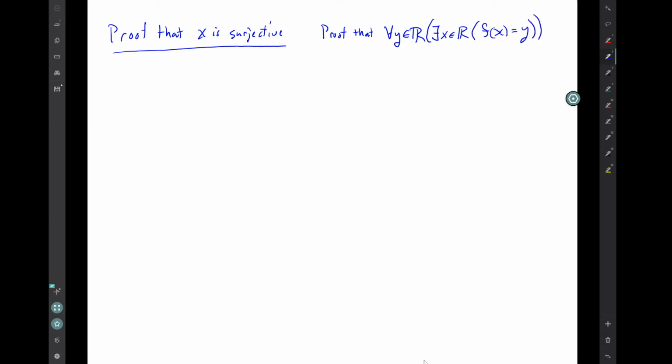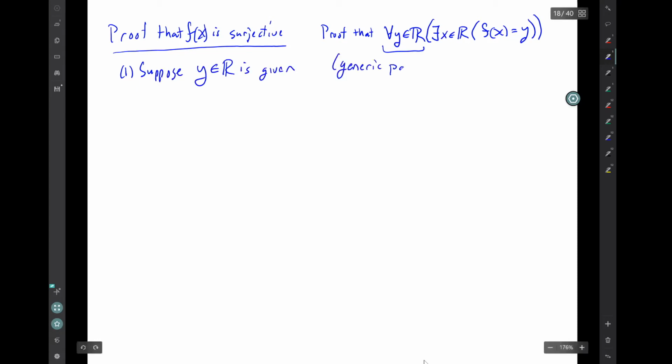All right, so we are going to prove that f of x is surjective. So that means we have to prove this big statement here. Now notice that's a universal statement, so we will prove this by the method of generalizing from a generic particular element. So it's not a universal conditional, it's just a universal. So the first statement is we just say, suppose that y is a given real number. So there's our generic particular element. So that's how our proof has to start.